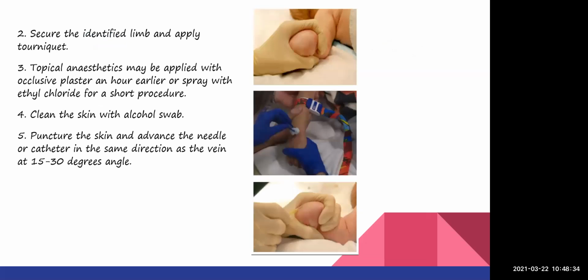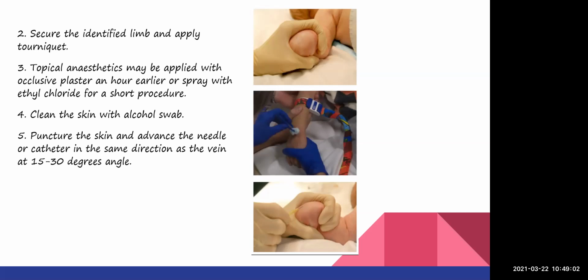So secure the identified limb and apply tourniquet. We can also use topical anesthetics, which we can apply with occlusive plaster, which means first we put the topical anesthetics, and then we put the plaster on, and we do this hours earlier, so that this is for the anesthetics.